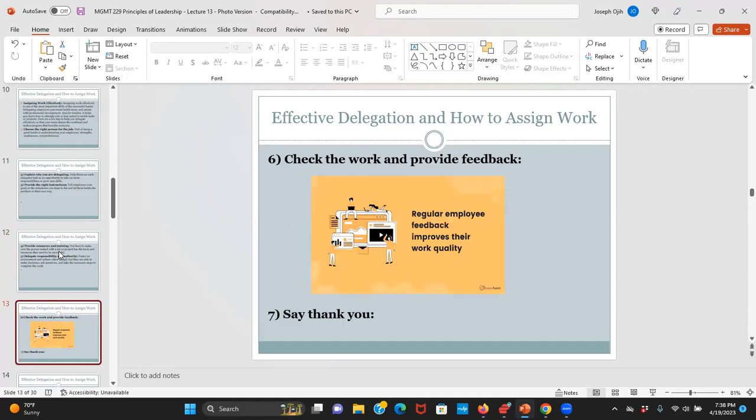Now the sixth step would be check the work and provide feedback. Employees like feedback, especially the positive one. So when they did a good job, you give them good feedback. Check the work you delegated to that employee. Then when it is complete, make sure that they did it correctly and give them any feedback they need to improve when handling the task going forward.